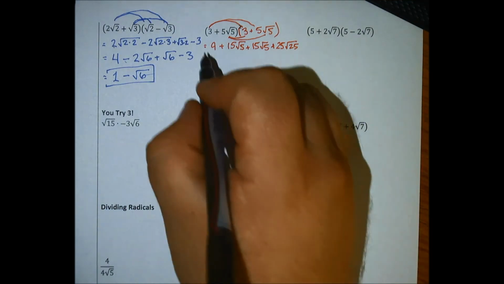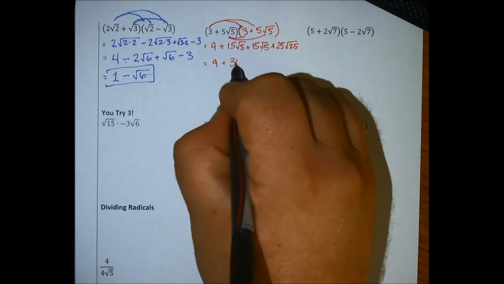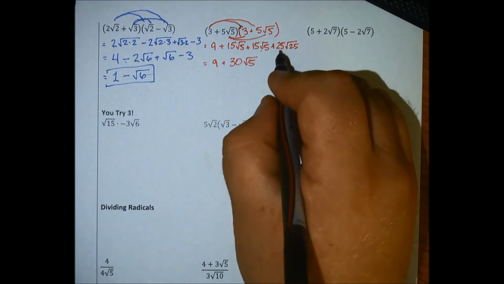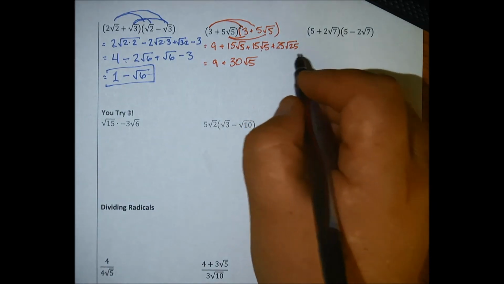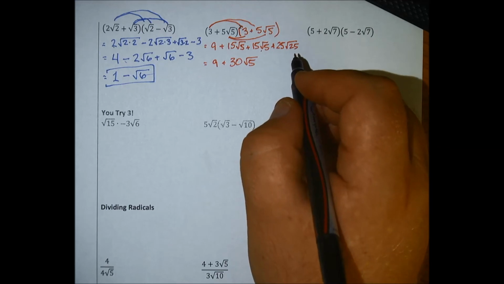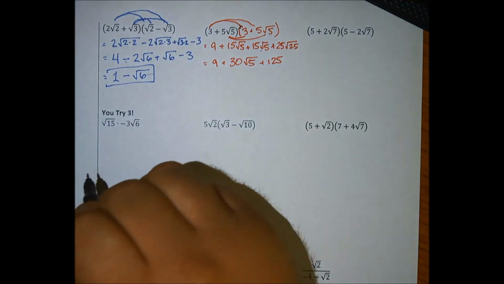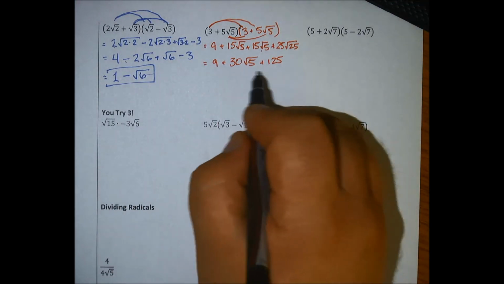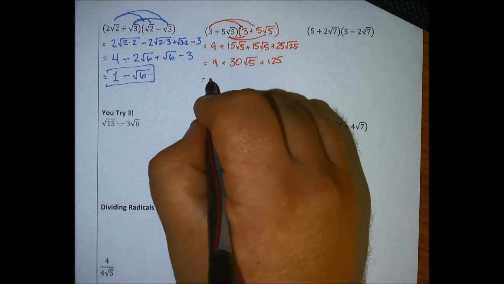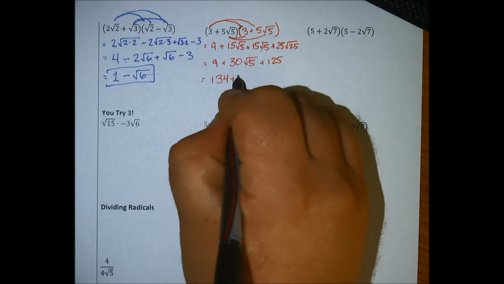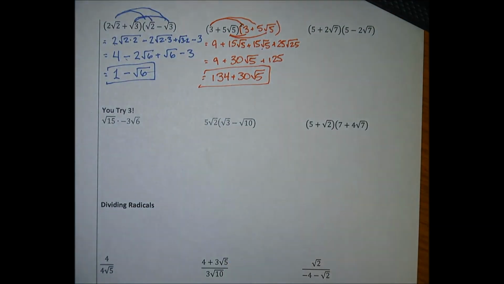And let's simplify what we have. So I have 9, 15 and 15 will give me 30 roots of 5. And 25 times the square root of 25, square root of 25 is 5. And 25 times 5 is 125. Now I just need to simplify the like numbers on the outside. I can just add those up and give myself 134 plus 30 root 5. Final answer. Bingo.